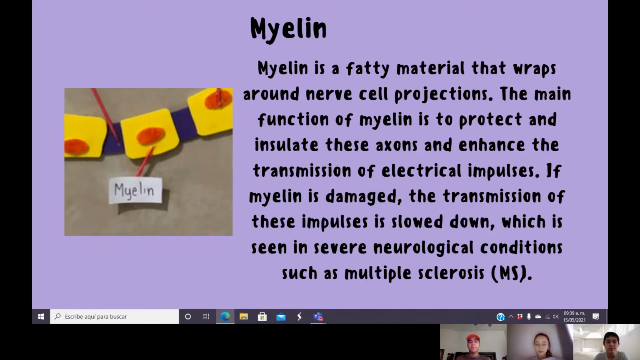Now we have the myelin. Myelin is a fatty material that wraps around nerve cell projections. The main function is to protect and insulate these axons and enhance the transmission of electrical impulses. If myelin is damaged, the transmission of these impulses is slowed down, which is seen in severe neurological conditions such as multiple sclerosis.